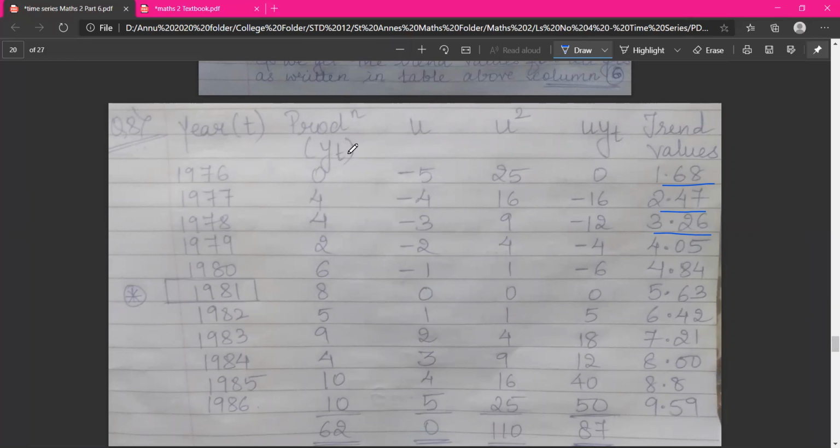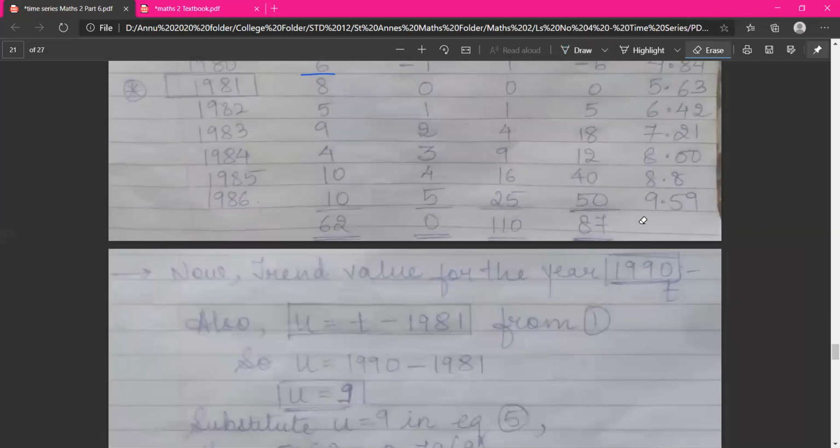So if you see, class, the time period, the production, which are the observations they tell you, and the answer which you get are really close by. In 1977, the observation was 4, over here they are showing 2.47. Like if the observation is 2, you're getting 4.05. If it is 6, you're getting nearby 4.84. So there isn't much difference. It is matching, kind of closer.